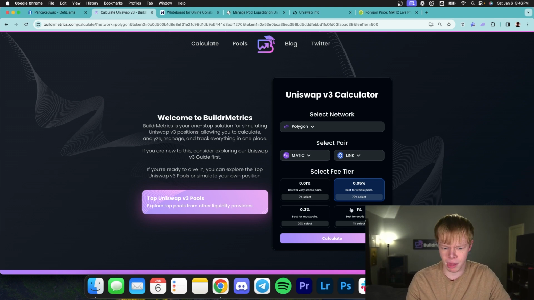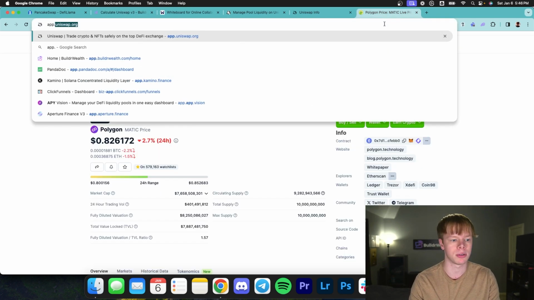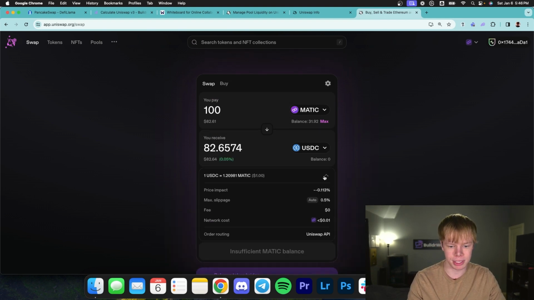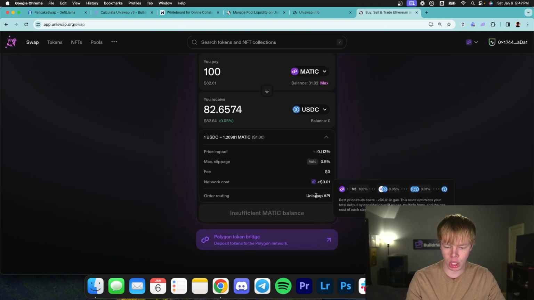Now, the thing is, a lot of people will be like, okay, well, I'm just going to go put my money on 1%. But the thing is, if you put your money on 1%, not a lot of trades are going to be routed there because the Uniswap interface will automatically route you through the best trade route. So for example, if we go over here to Matic to USDC and we trade 100 Matic for USDC, we can expand this, hover over Uniswap API.